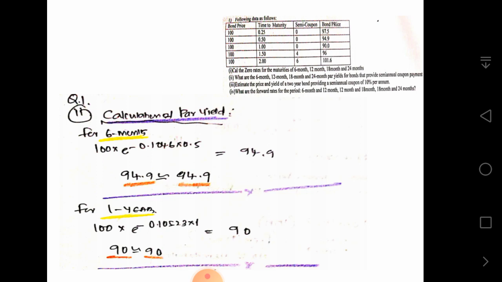For 1 year, 100 into exponential to the power of minus the 1 year 0 rate multiplied by 1 equals 90. So with this 0 rate, what should be the par value? The par value for this should be 90. Currently selling in the market is also 90. So hence there is no difference in the par yield.